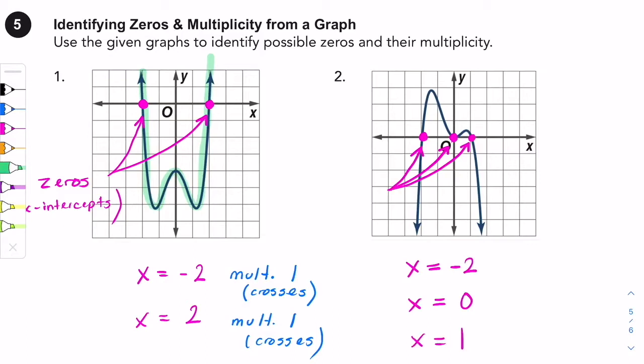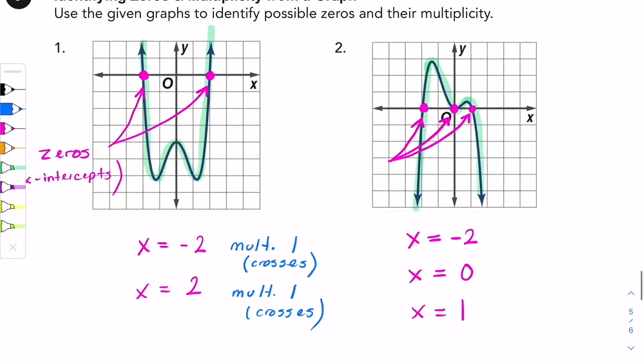If I trace through the graph, right here I'm drawing straight through at this point, so I know that multiplicity is going to be an odd number, a low odd number such as 1. Then I come back down to this point where it touches the point but heads back in the same direction. So that's going to be an even multiplicity, such as 2. And then I'm going straight through the point again.